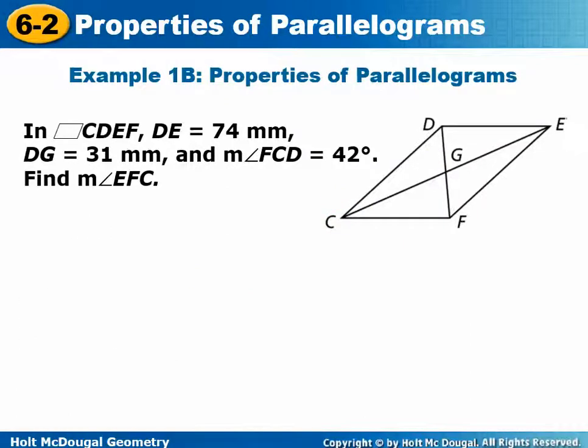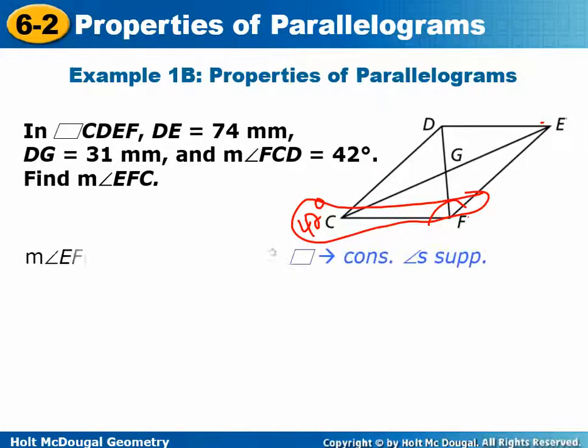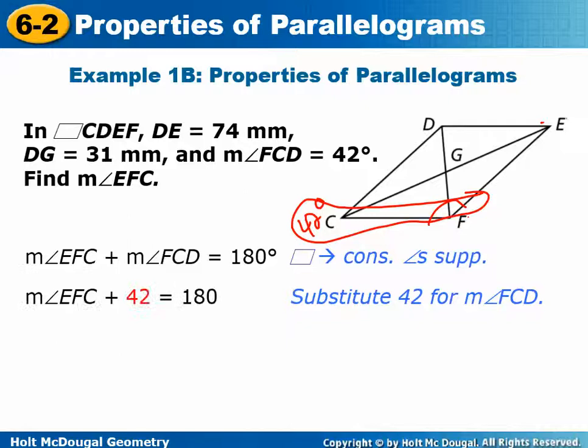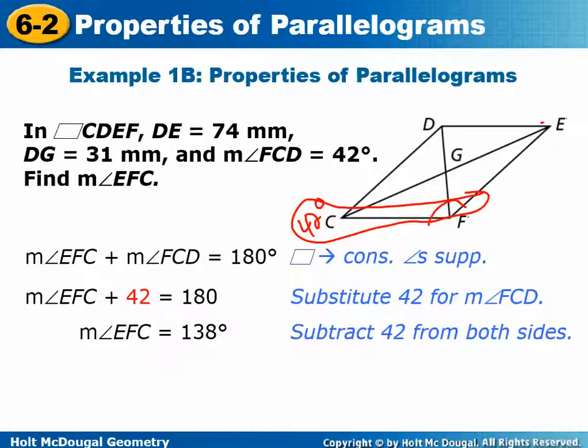Now, if you're asked to find the measure of an angle, in this case FCD, this was 42 again. And if we're asked to find EFC, we're asked to find this. Well, we know that these two together are supplementary, so they add up to 180 degrees. So we would subtract the 42 from 180 to get that the measure of angle EFC is equal to 138 degrees.